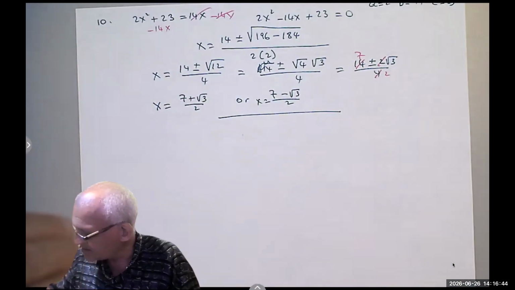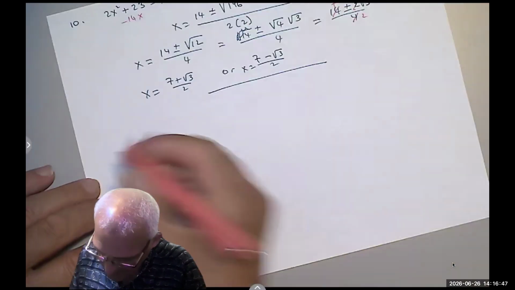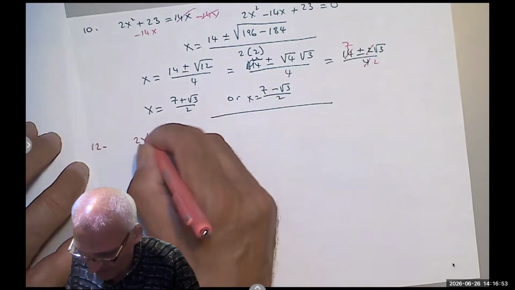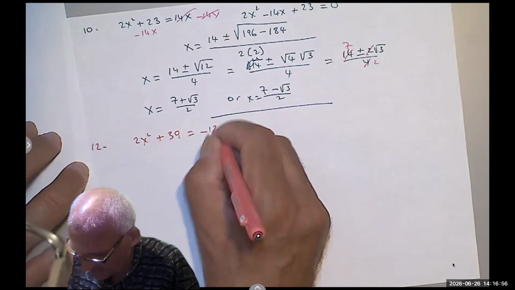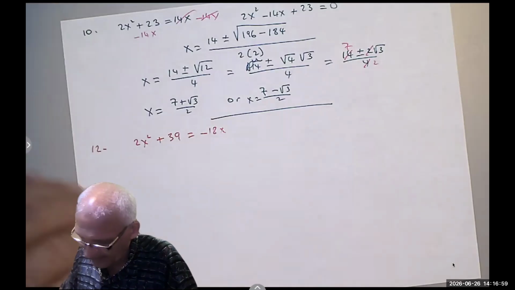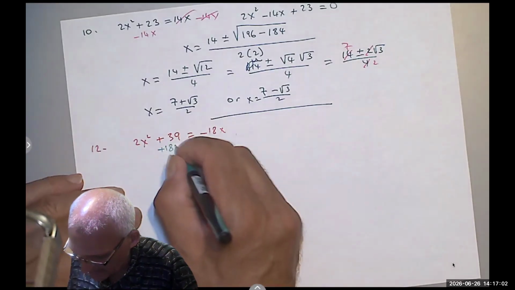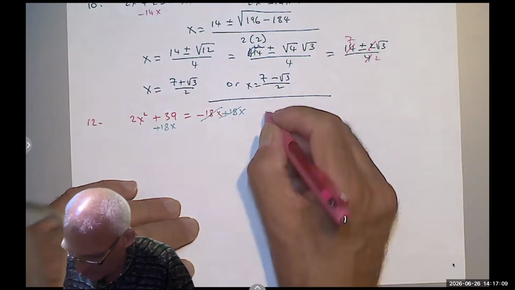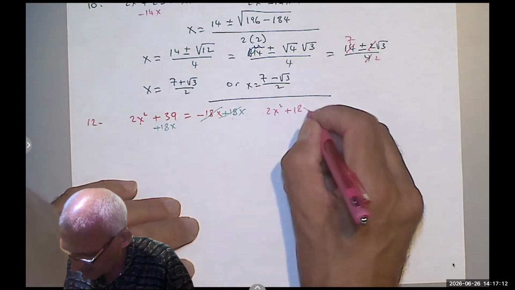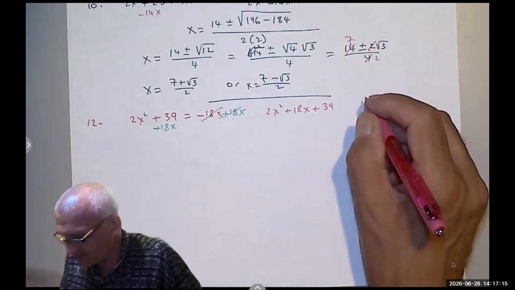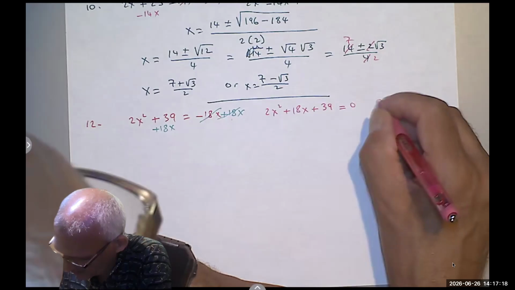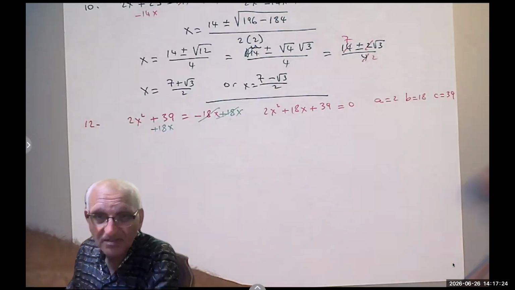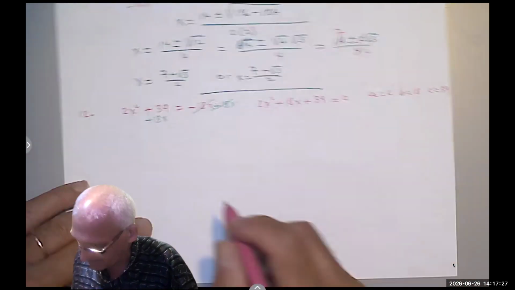The next problem, which is number 12, says 2x squared plus 39 equals negative 18x. Okay, so I'm going to add 18x to both sides. And that becomes 2x squared plus 18x plus 39 equals 0. So A is 2, B is 18, C is 39. Notice that in all of these, we couldn't simplify. The factors don't have anything in common.